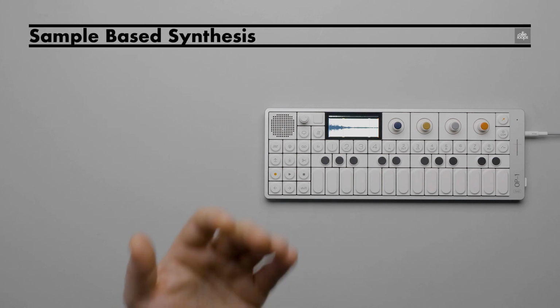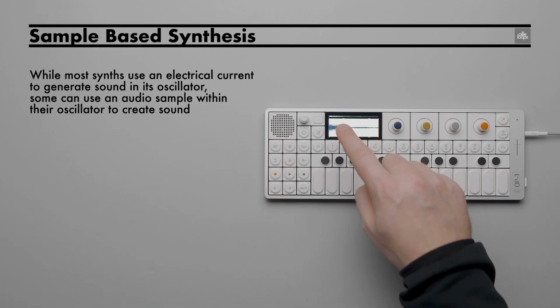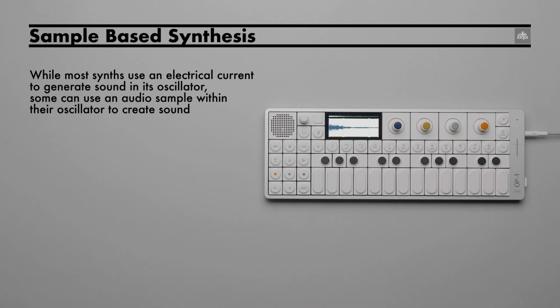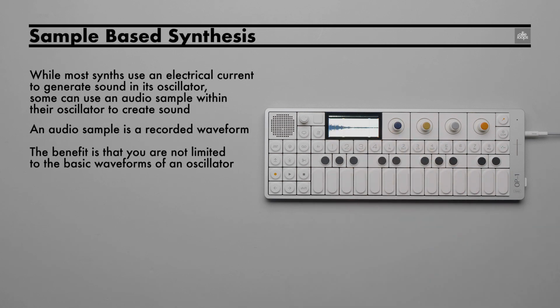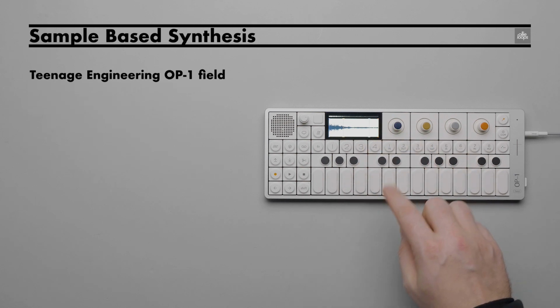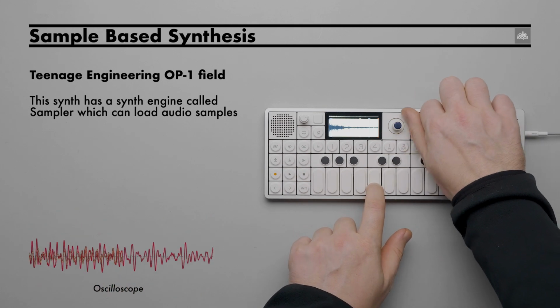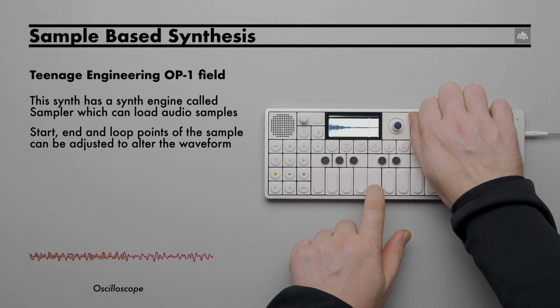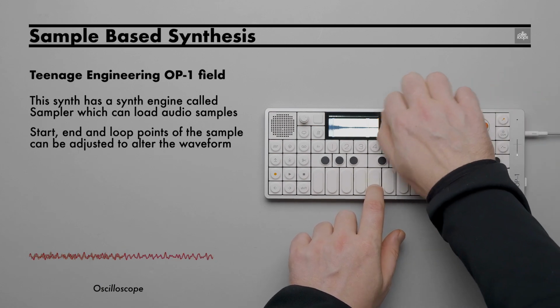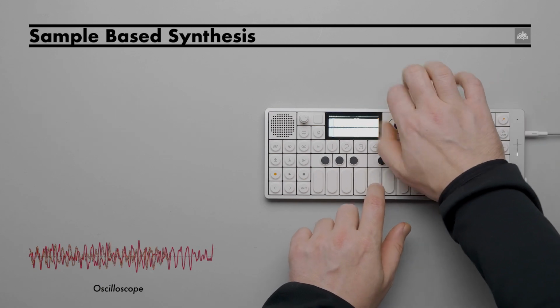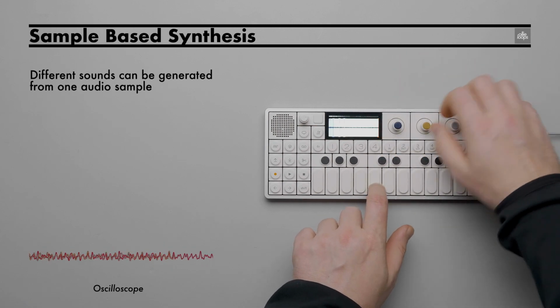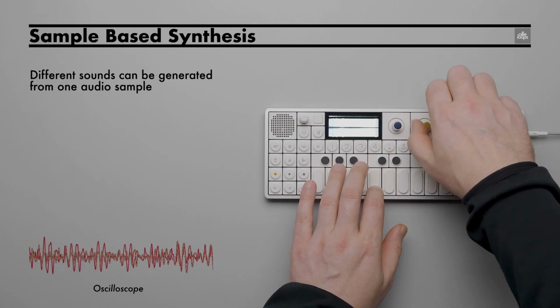Speaking of different oscillator types, some synths allow you to load an audio sample into the oscillator, which is called sample-based synthesis. Of course, an audio sample contains a wave shape, but the significance of this is that you're not limited to the basic waveforms of a typical oscillator. For example, on this Teenage Engineering OP-1 Field, one of its synth engines can load a sample to generate sound. The start, end, and loop points of a sample can be altered, which affects how the sound is played back. Even from the same sample, we can generate a variety of different sounds.